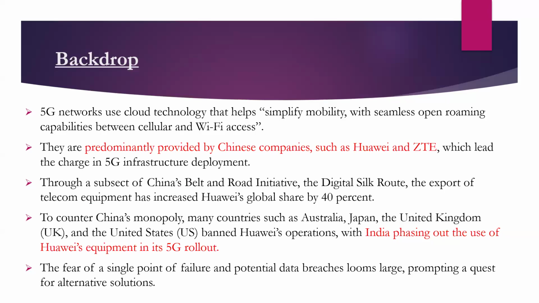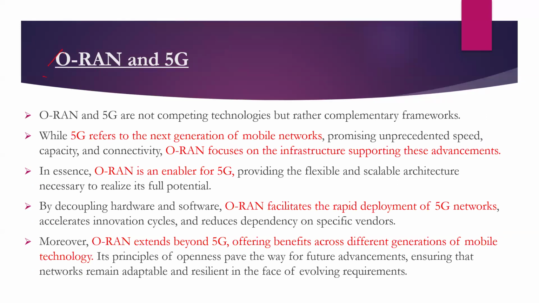Okay. Now the backdrop we have already seen. Key, what is the backdrop? The security point is the challenge. So when we talk about open radio access network, we are basically focusing on creating the necessary infrastructure so as to ensure we are not dependent on one single entity. Okay, so 5G is basically referring to the next generation of mobile networks, but open radio access network focuses on infrastructure supporting these advancements. Okay, so it's an enabler of 5G, but at the same time, you should also remember ORAN extends beyond 5G mobiles also. That is, if you create this infrastructure, it will provide benefits for the previous generation of mobile technology also. It's not just limited to 5G.